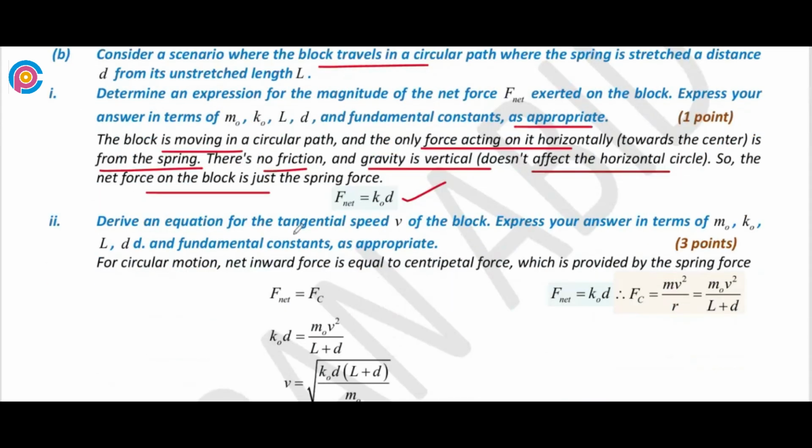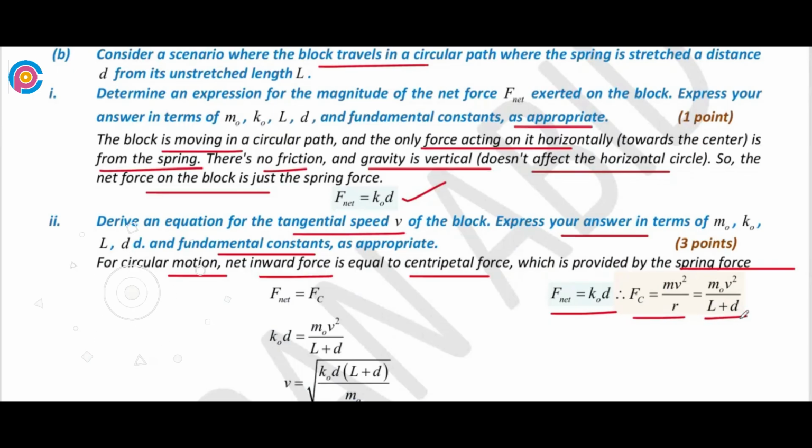Derive the equation for the tangential speed of the block. Express your answer in terms of m naught, k naught, L, and d, and fundamental constants as appropriate. For circular motion, the net inward force is equal to the centripetal force, which is provided by the spring force. So the spring force is k naught d. The centripetal force is Fc equal to m v squared over r. But the distance from the axis of rotation is L plus d, where d is the stretch. So F net is equal to Fc.